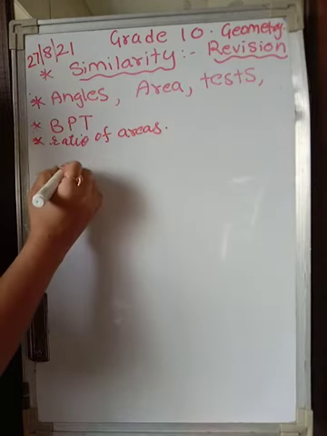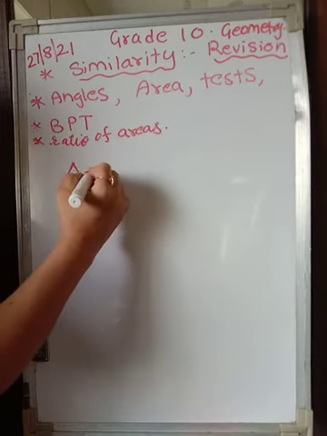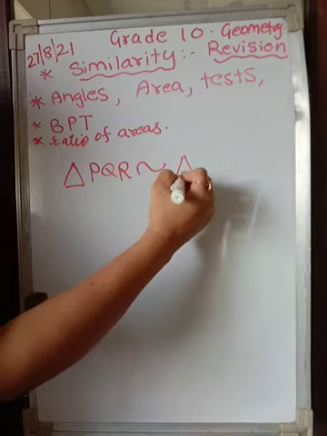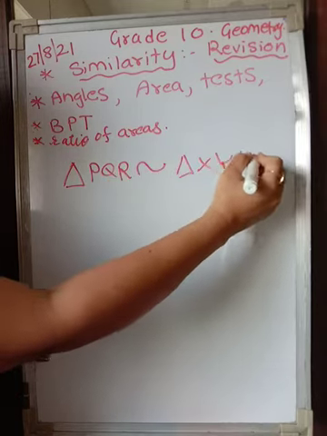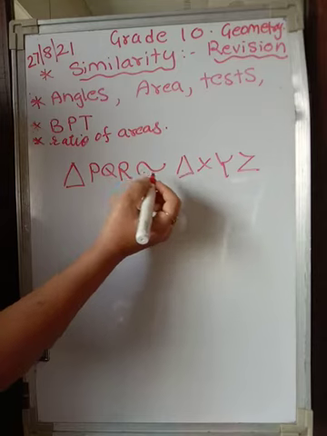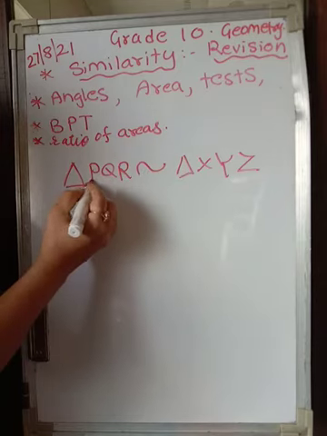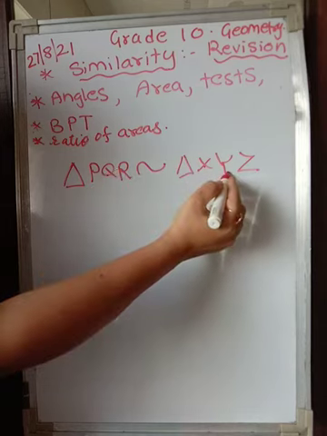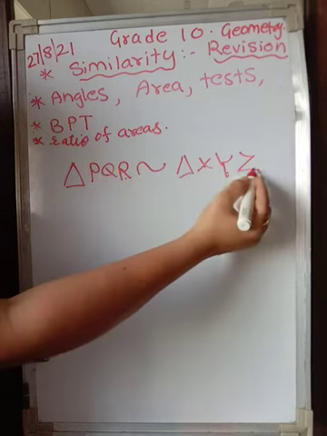I have told you, for example, if I write triangle PQR is similar to triangle XYZ. In MCQs, these questions are asked the majority of the times. Okay, just listen now. What does it imply? It implies that angle P will be equal to angle X, angle Q will be equal to angle Y, and angle R will be equal to angle Z.